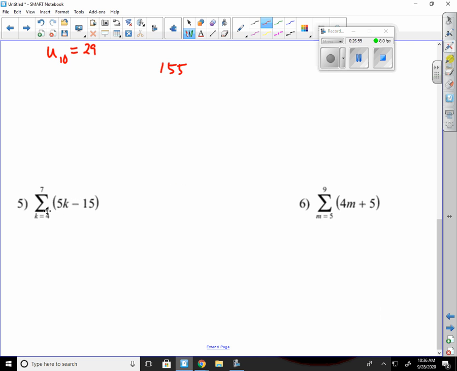Number 5. I'm really only doing terms 4, 5, 6, and 7, so I'm going to stick with the original way. 5 times 4 is 20. 20 minus 15 is 5. U sub 5. 5 times 5 is 25, minus 15 is 10. Five times 6 is 30, minus 15 is 15. You can probably guess that u sub 7 is going to be 20. Add these together. 20 plus 30 is 50.